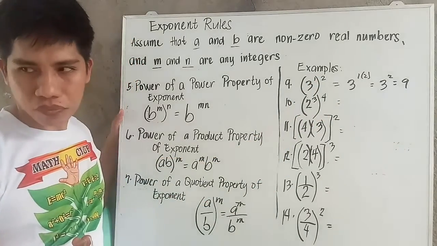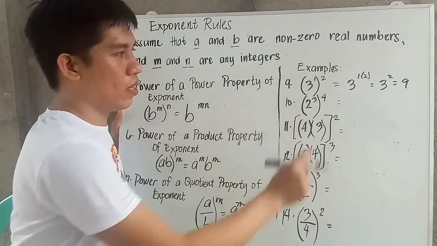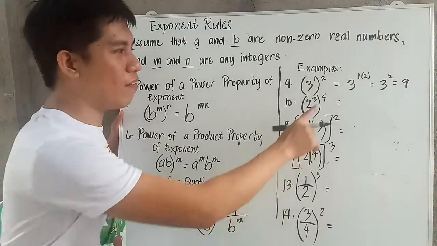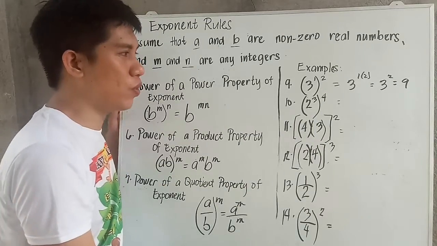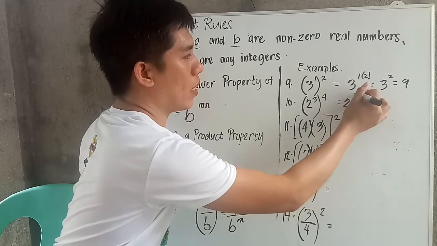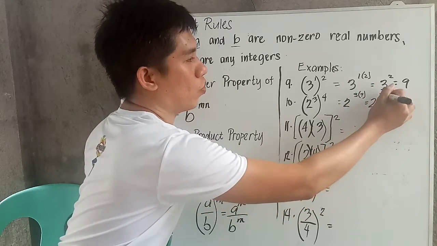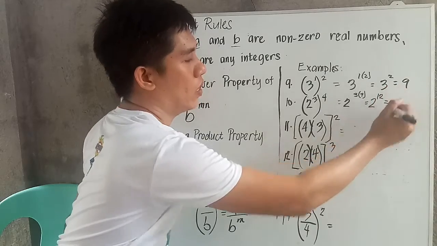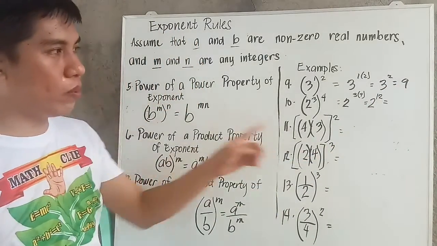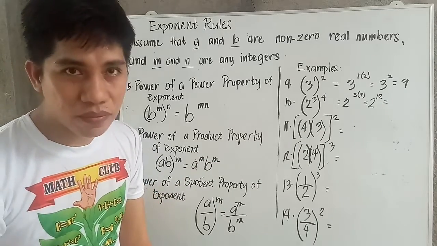Another one, for number 10, we have 2 raised to the power of 3, raised to the power of 4. So 3 and 4 are exponents, or are powers of 2. So we have here the base, which is 2. So we will multiply 3 times 4. This will become 2 raised to the power of 12. So in this case, we will multiply 2, 12 times by itself.